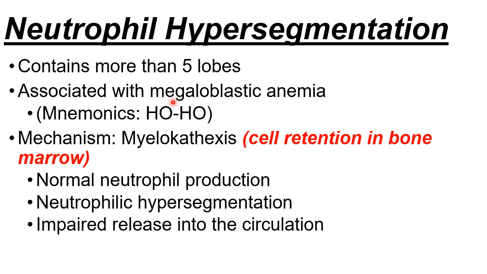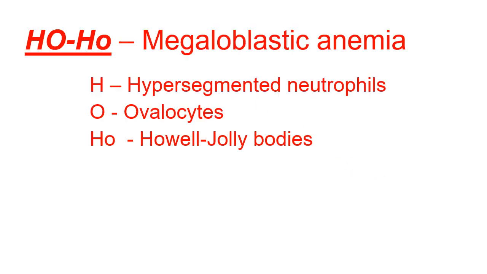Kung matatandaan nyo yung megaloblastic anemia, it is caused by the deficiencies of folic acid and your vitamin B12 or cyanocobalamin. So, meron tayong mnemonics na ho-ho para matandaan nyo kung ano ang meron sa megaloblastic anemia. So, we have hypersegmented neutrophils in first age. Next, yung letter O is ovalocytes. And then yung next set of letters, HO, is for Howell-Jolly bodies. So, para matandaan nyo ano yung mga features ng megaloblastic anemia, tandaan nyo tong mnemonics.